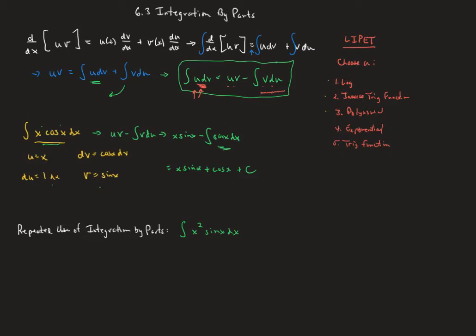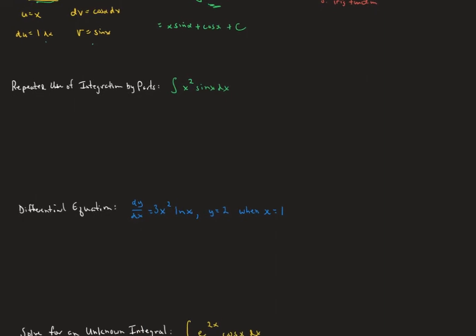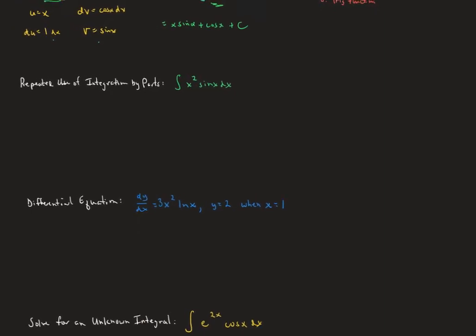Okay, now there's some other little tricks that come along, of course. One other thing that we may encounter is repeated use of integration by parts. That means we have an integral that we can't do directly. So again, we're thinking LIATE.